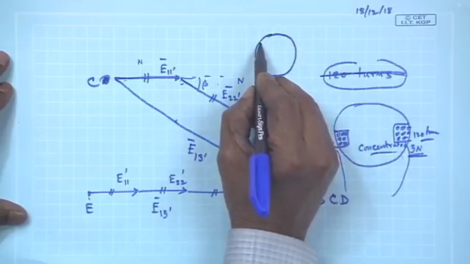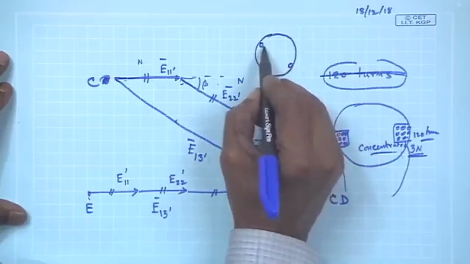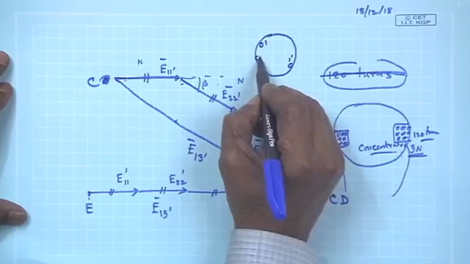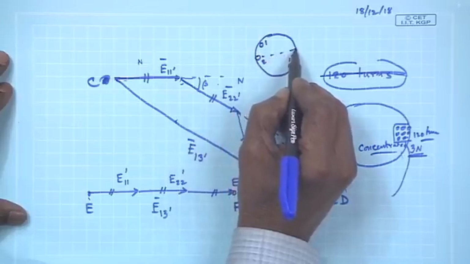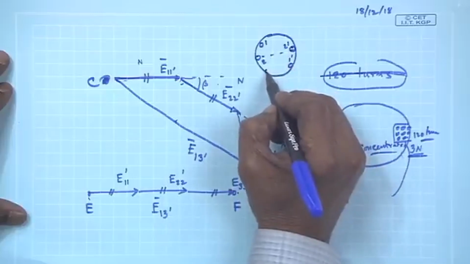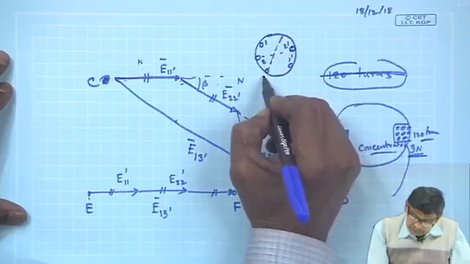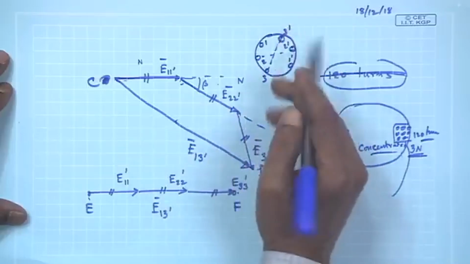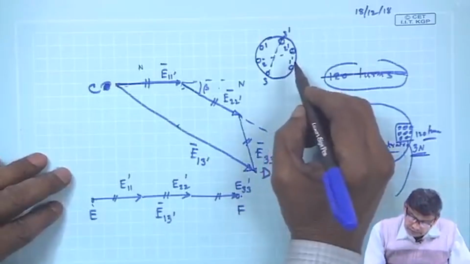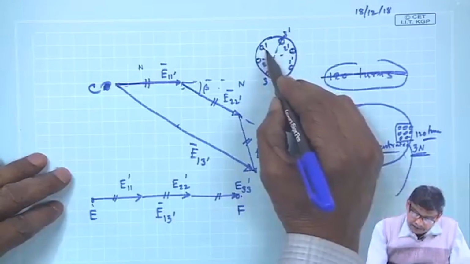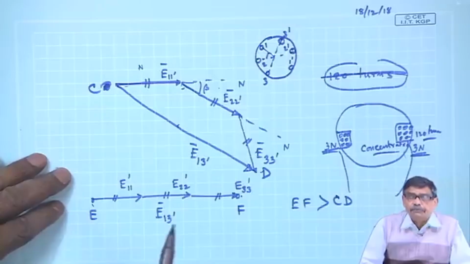I am just sketching. This is 1 dashed, 1 dashed, and then you have, suppose, 2 dashed. So, this is one coil, a separate coil, 1 dashed, and this is 3 dashed. Okay. And if these coils are displaced by some angle, this is the angle between 2 consecutive slots, say.